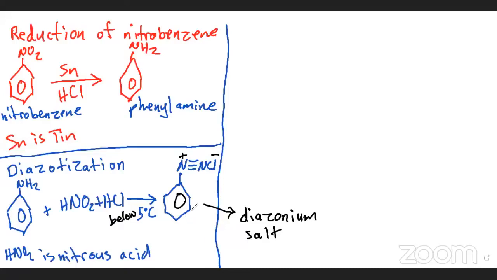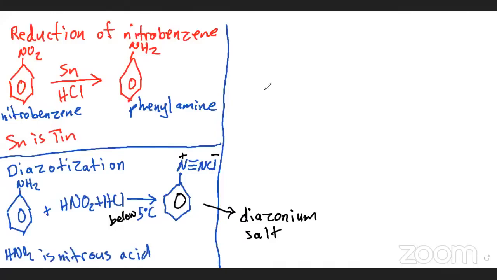It is the main product. You will get water as well, but that's not important. So it's basically the main product we focus on. All right, so for phenylamine, we are going to form a diazonium salt.